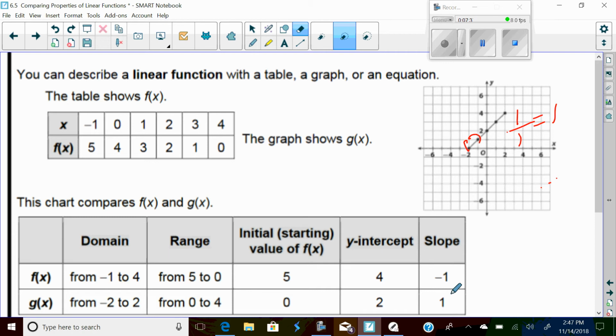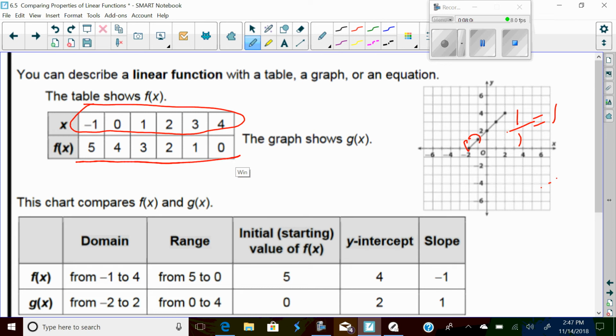Some of it's easier, some of it's a little bit harder, but none of it's too difficult. So all you're going to do here is go back and do all your domain. Your domain is everything from -1 to 4. So from the beginning to the end, -1 to 4. Your range is everything for your f of x, your y. So from 5 to 0.